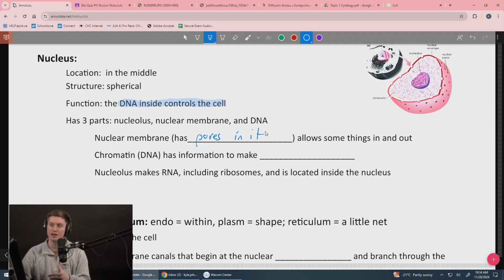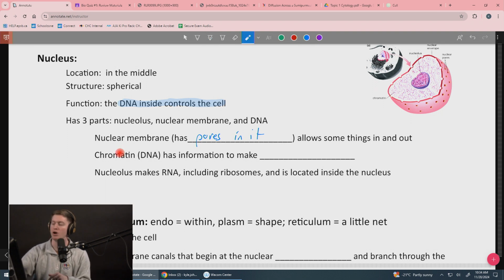That's going to allow things to move in and out of the nucleus, but it still contains the DNA inside. So the nuclear membrane prevents the nucleolus and the DNA from leaving, but allows some things to move in to access the DNA and then to leave after they've gotten information, or some things to leave.